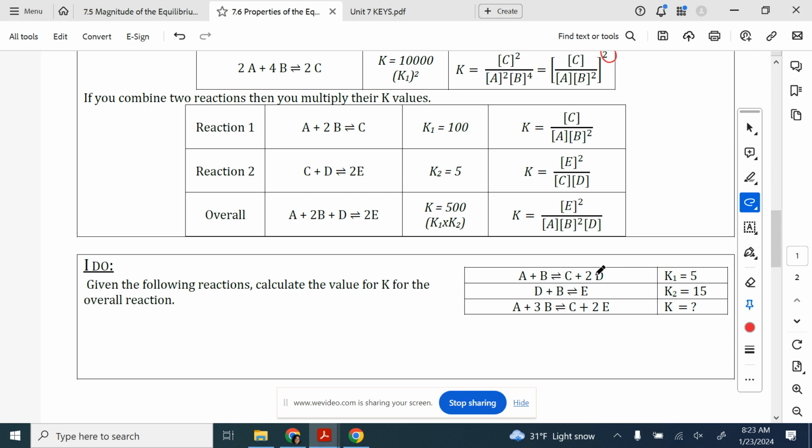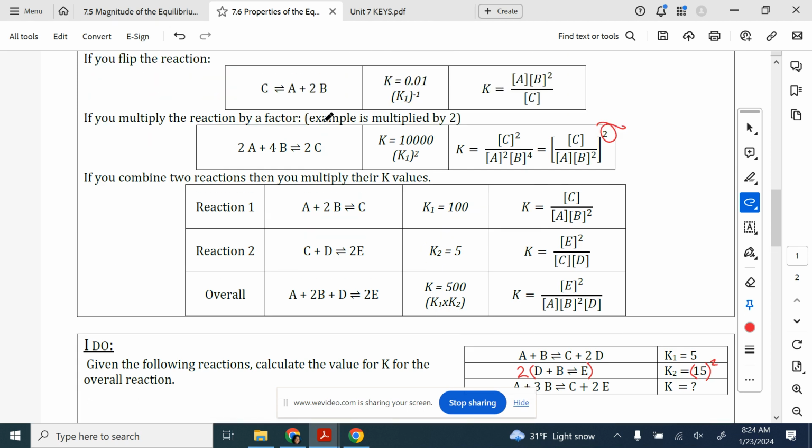I need to get rid of that D. So what do I need to do to this equation to get rid of that D value? Double it. I need to double it. Yep. Okay. So I'm going to take this and I'm going to double it. And when I double it, what do I have to do to the K value? No, I have to square it. Yes, not double it, square it. Remember up here, if you have to multiply the reaction, then you have to raise that K value to however much you multiplied it by. So here we multiplied by 2. We've got to square that value.